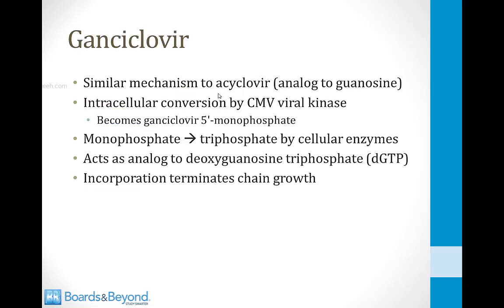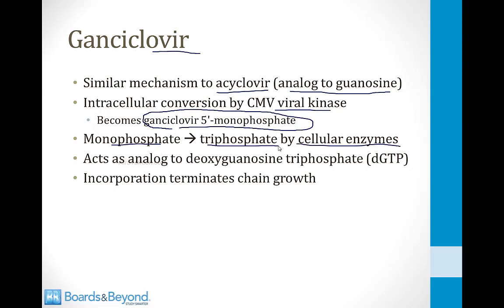So ganciclovir has a very similar mechanism to acyclovir, and that's easy to remember because the names sound alike. They end in ovir. Ganciclovir is an analog to the nucleotide guanosine. It gets intracellularly converted by a cytomegalovirus kinase to become the monophosphate form, ganciclovir 5' monophosphate. And then the remaining two phosphates get added by cellular enzymes, so they take it from the monophosphate form to the triphosphate form.